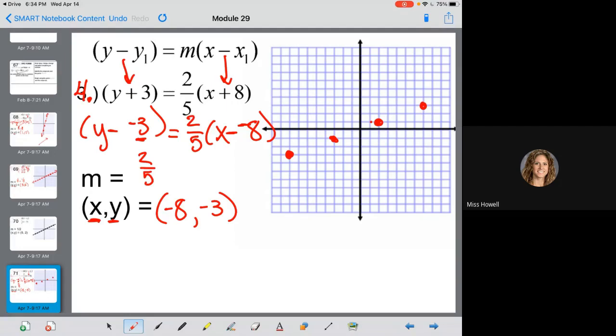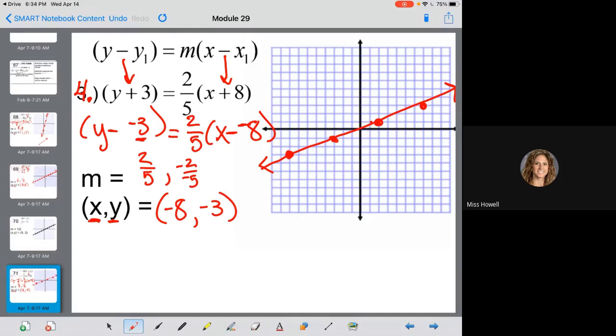Now, I can't use negative 2 or negative 5 because it just doesn't fit. So those are all the points that work for this one. So go ahead and use just those 4 that fit in our coordinate plane to show all of our never-ending solutions that go on forever and ever.